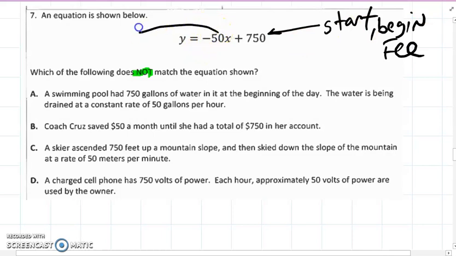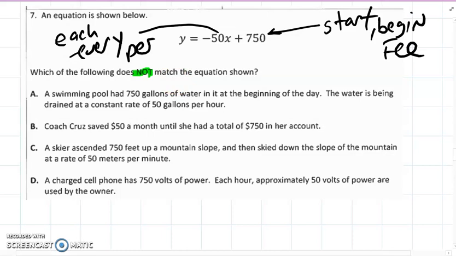This one should have the words each, every, and per. And so you have to read each one. So I'm going to read each one, and then you're going to decide which one does not match. Okay, so let's look at A. A swimming pool had 750 gallons of water in it at the beginning of the day. The water is being drained at a constant rate of 50 gallons per hour. That's A. B. Coach Cruz saved $50 a month until she had a total of $750 in her account.